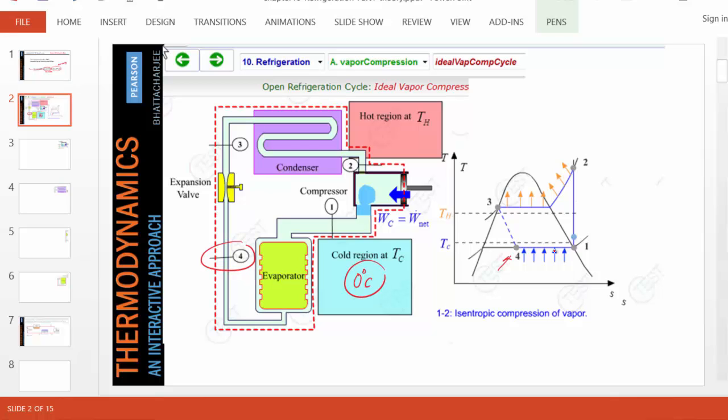So suppose at state 4, the liquid vapor mixture is really cold, let's say -5 degrees Celsius. As it enters what is called an evaporator, which is another name for a boiler really, it finds hot surroundings around it. Notice that this fluid is at -5 degrees Celsius and the region around it is at 0 degrees Celsius. So obviously heat is going to flow from the cold region to here, and that's our Q dot C, the cooling load we discussed before.